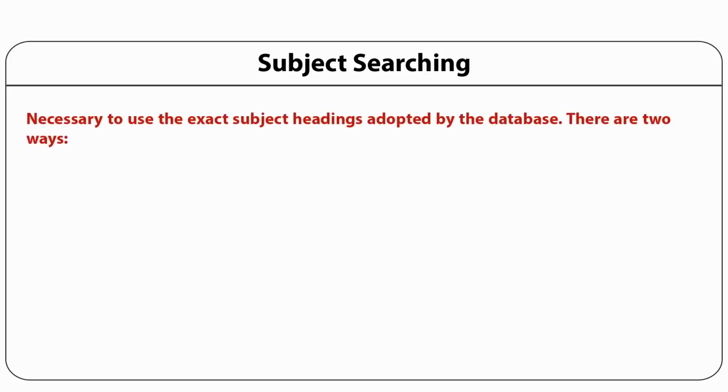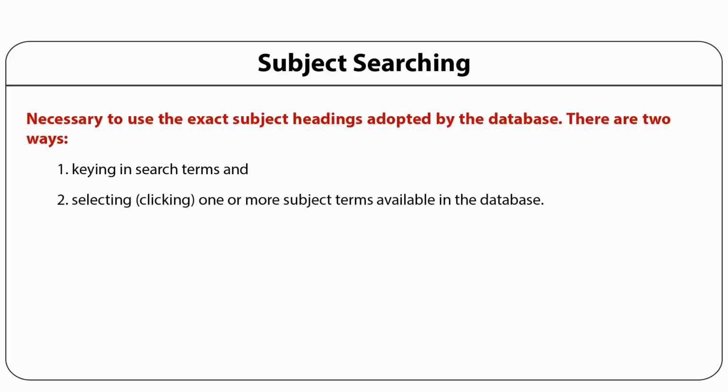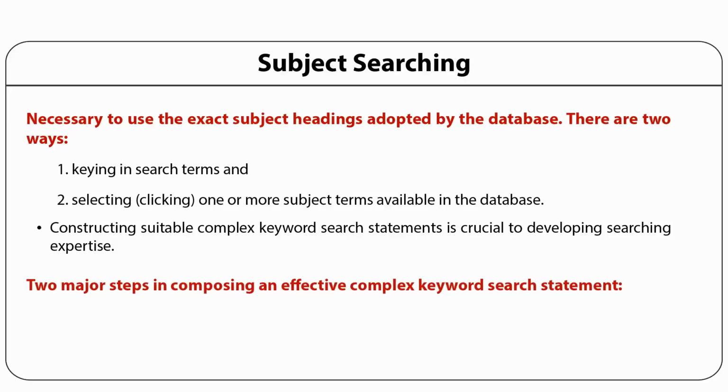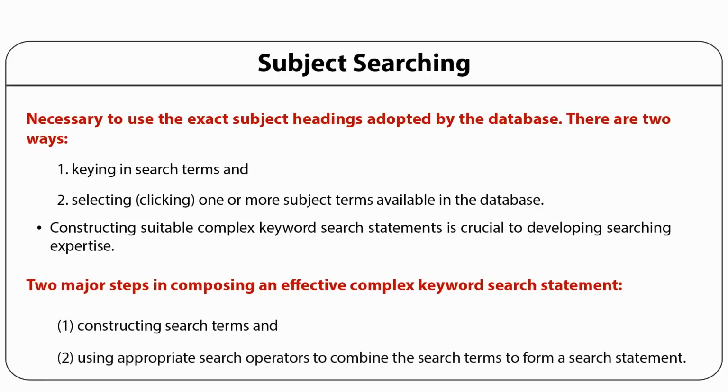Under subject searching, it is necessary to use the exact subject headings adopted by the database. There are two ways. Number one, keying in search terms, and number two, selecting or clicking one or more subject terms available in the database. Constructing suitable complex keyword search statements is crucial to developing searching expertise. Two major steps in composing an effective complex keyword search statement include constructing search terms and using appropriate search operators to combine the search terms to form a search statement.